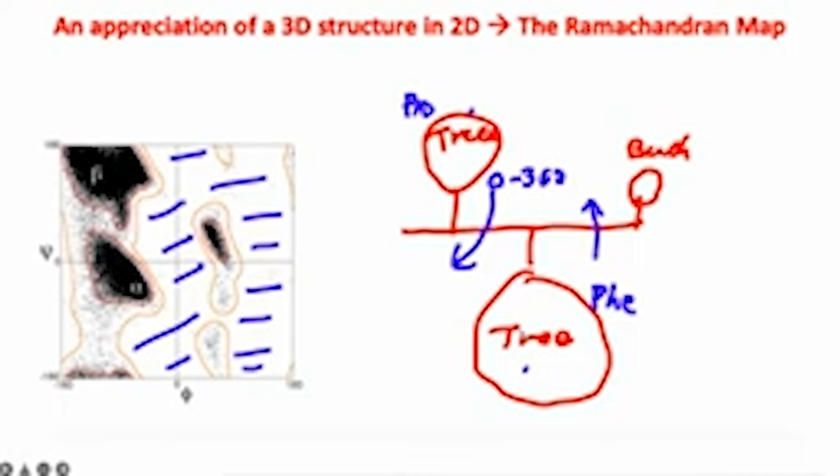Okay, sir. Thank you. Excuse me, sir. In this map, does each dot represent a molecule with a certain psi value and a certain phi value? No, each dot represents, let me try and explain this to you.